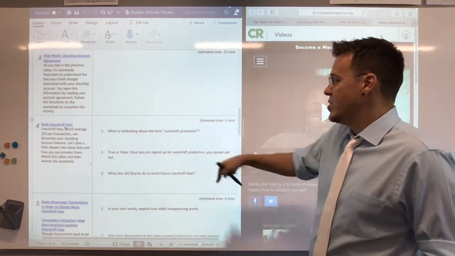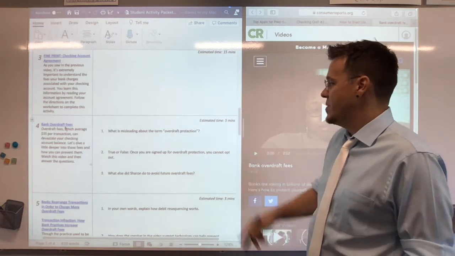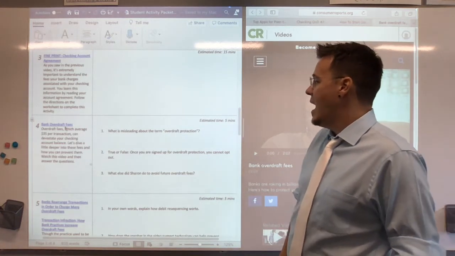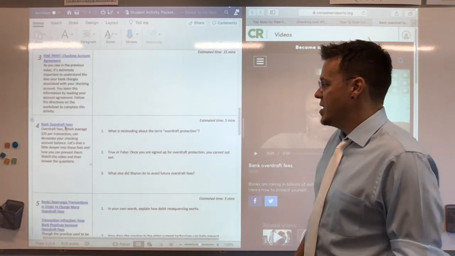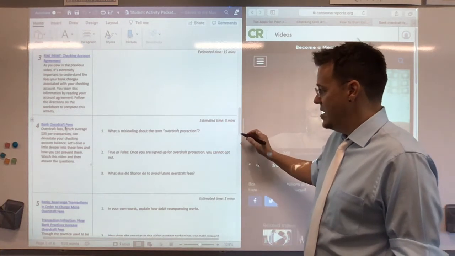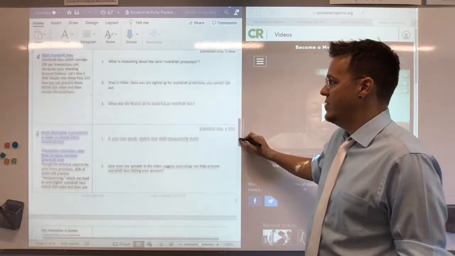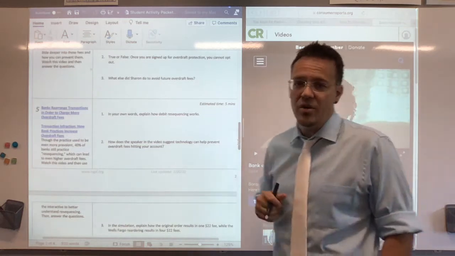Okay, basically he is throwing his money away. And then read this real quick. Once you sign up for overdraft protection, you can opt out. Is that true or false? And then what else did Sharon do to avoid future fees? All right, watch your article and figure it out.